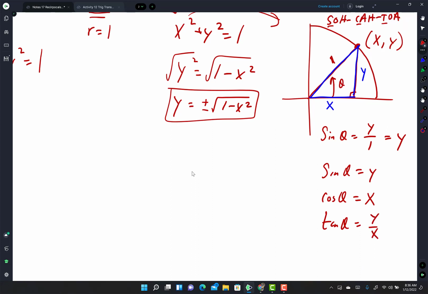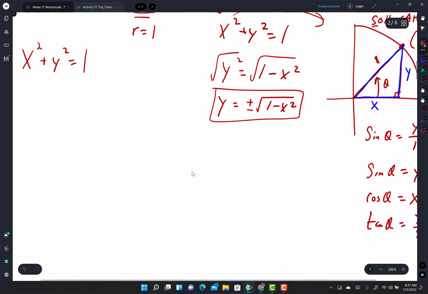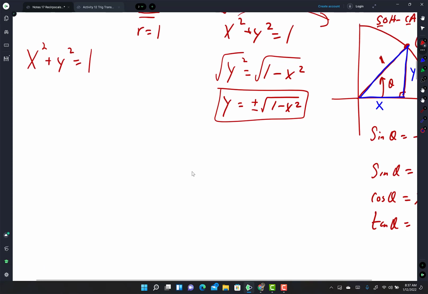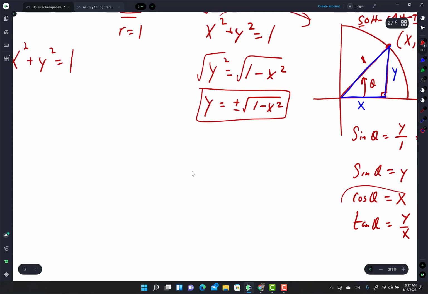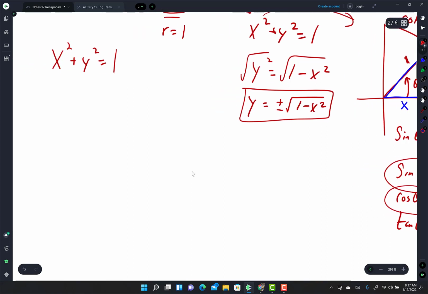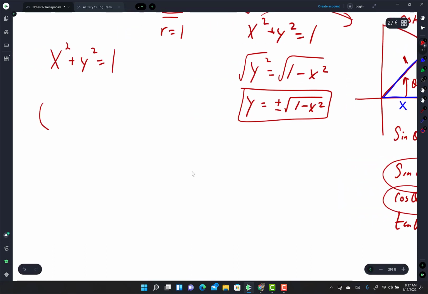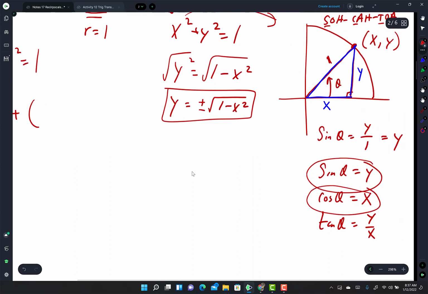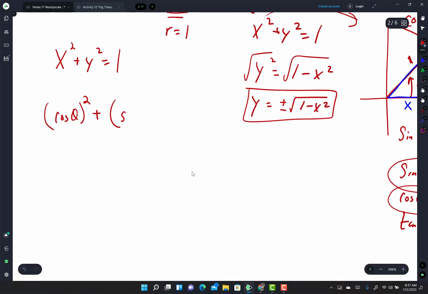Okay. Now here comes the magic part. Don't worry, I'm going to slow down. I can see some of you guys writing really fast. You see that x squared plus y squared equals 1? I'm going to substitute these values in. And I'm going to write my very first trig property. Parenthesis, instead of writing an x, I'm going to write cosine theta, put the square on it, plus parenthesis, instead of writing a y, I'm going to write what? Sine theta. And I put the square on it, equals 1.